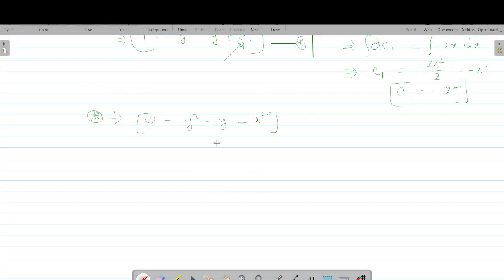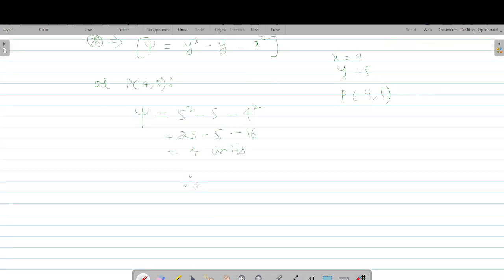So for this you will have to put x equal to 4 and y equal to 5 to find the value at P(4, 5). Okay, so at P(4, 5) psi will be equal to y square, which means 5 square, minus 5 minus 4 square. So this will become 25 minus 5 minus 16, and it will give me 20 minus 16, that is 4 units. Okay, that means we ended up figuring out the value for psi, which is the stream function, which is 4 units, right? So this is my answer.